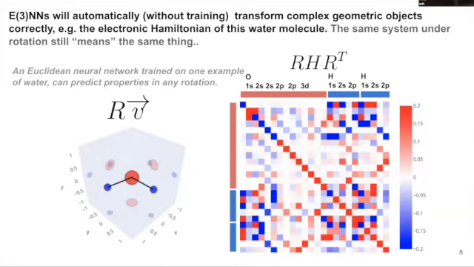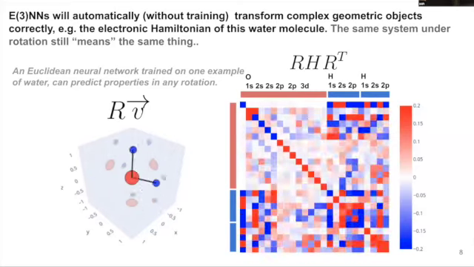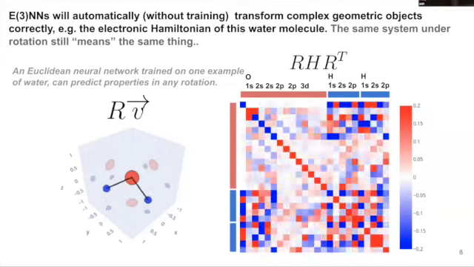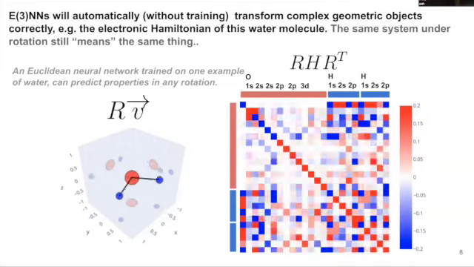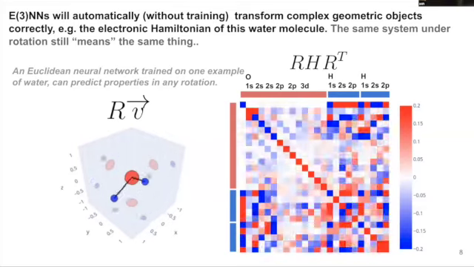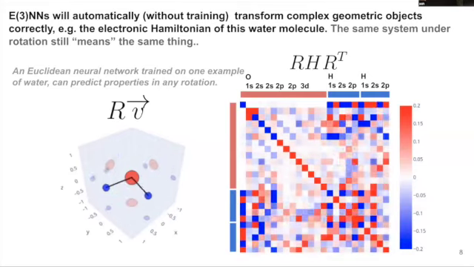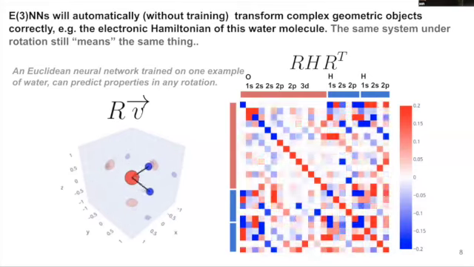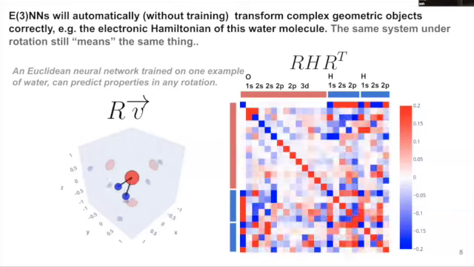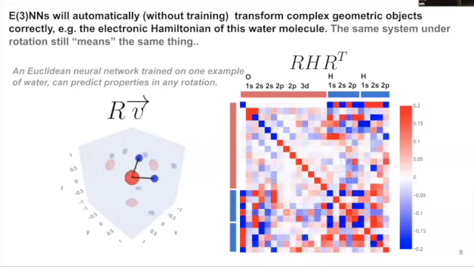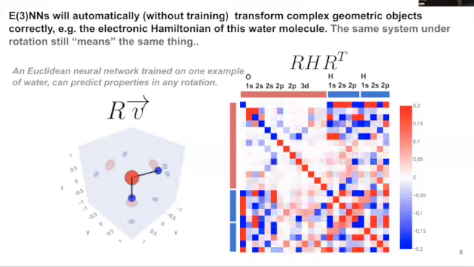So what I've got here is a water molecule, and this water molecule is rotating. And over here, I have its electronic Hamiltonian done at the level of density functional theory. The way that you read this matrix is that the rows and columns are electronic orbitals. So we have electrons occupying specific molecular orbitals: the orbitals on oxygen, the orbitals on one of the hydrogens, and then the other hydrogen. And it's the interaction across these orbitals. And as this is rotating with it.